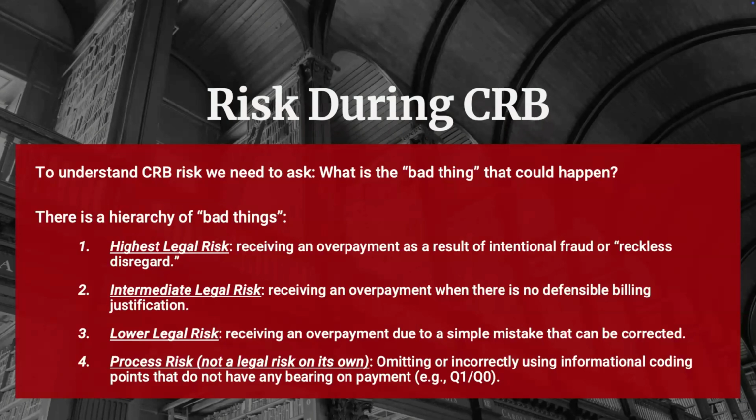So the highest legal risk under the False Claims Act is receiving an overpayment as a result of intentional fraud or reckless disregard. Reckless disregard is, it's not intentional fraud, but you don't really care if you're doing something right or not. That's the highest legal risk. An intermediate legal risk is receiving an overpayment when there is no defensible billing justification. So in this instance, it would be, all right, we don't have intentional fraud.